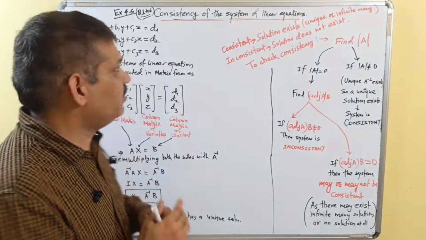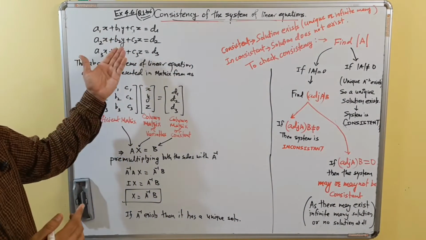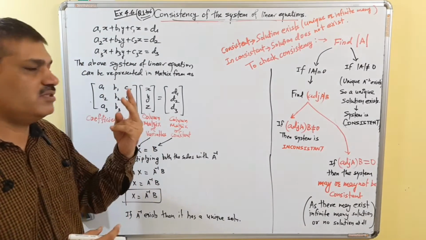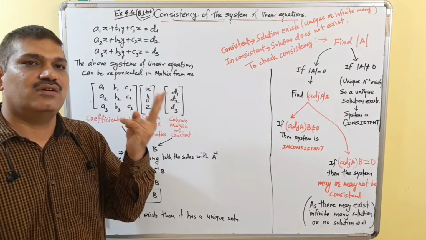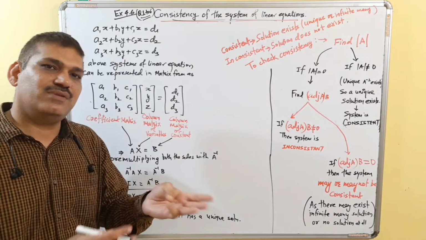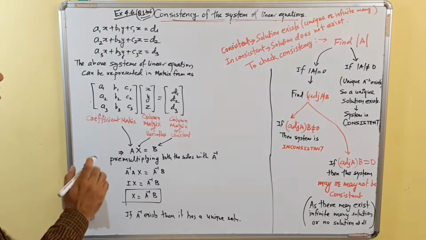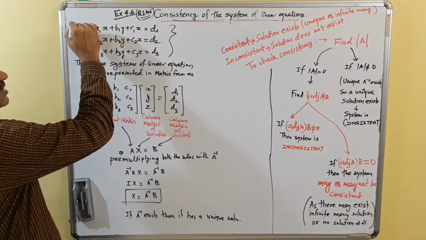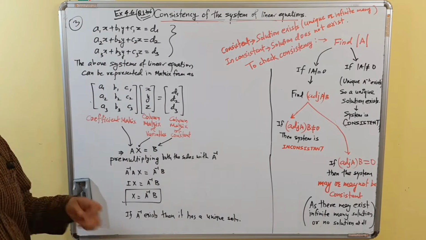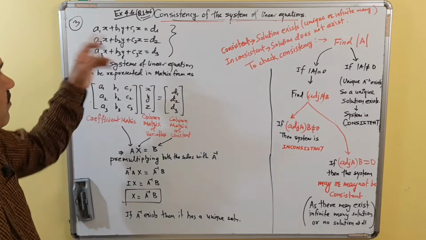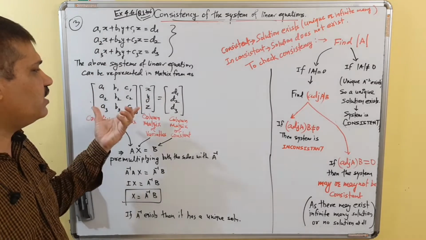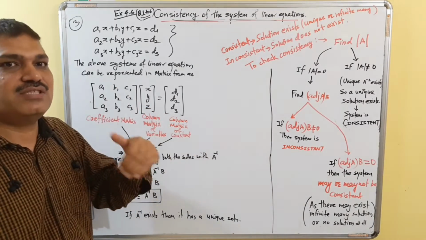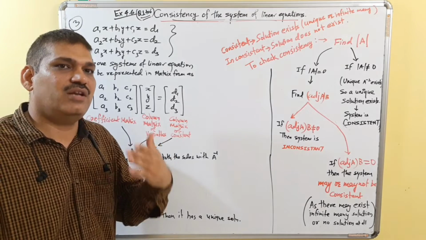See, if I am given only 3 linear equations, or sometimes 2, here in class 12 we are going to discuss 2 linear equations with 2 variables or 3 linear equations with 3 variables. So if I am given a system of 3 linear equations in 3 variables, it will give us a 3 by 3 coefficient matrix, that is a square matrix, which is invertible or not. The solution will depend on that.